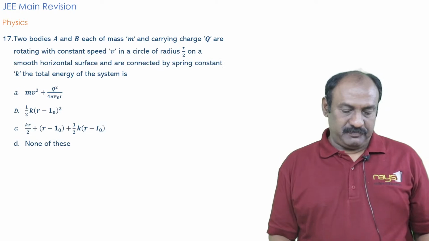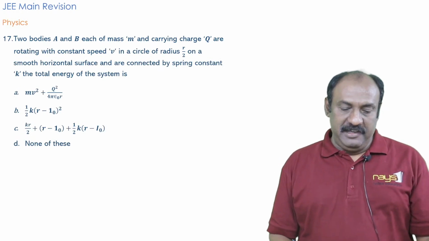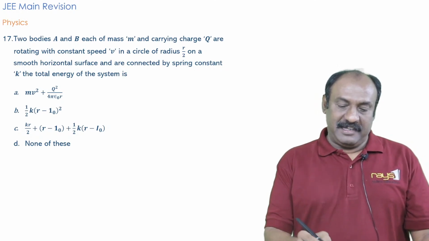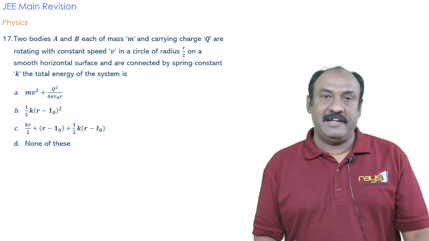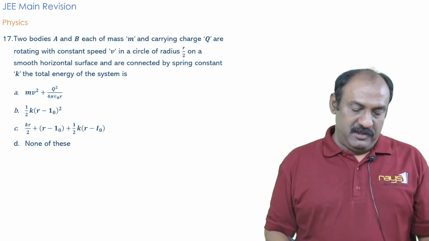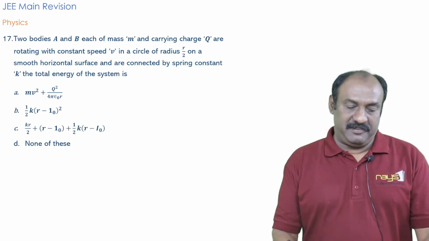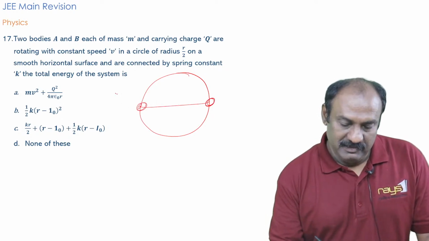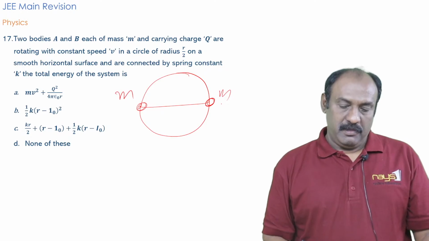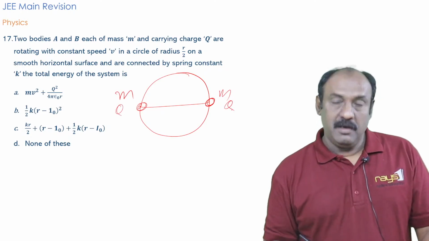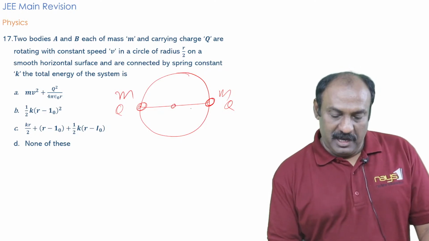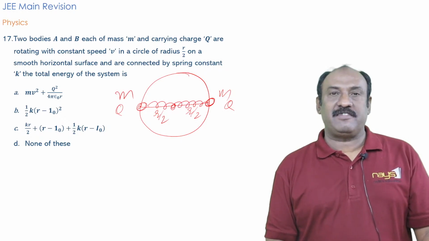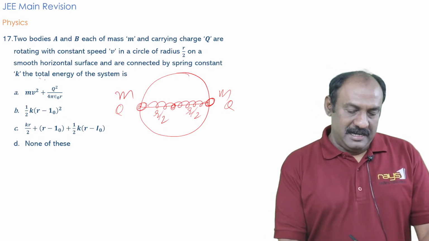Next question. Two bodies A and B, each of mass small m and carrying charge q, are rotating with constant speed v in a circle of radius r by 2 on a smooth horizontal surface and are connected by a spring of constant k. The total energy of the system is. So two bodies A and B, each having mass m and charge q, are moving on a circular path of radius r by 2 by means of connecting with a spring of force constant k. Next, total energy of the system.